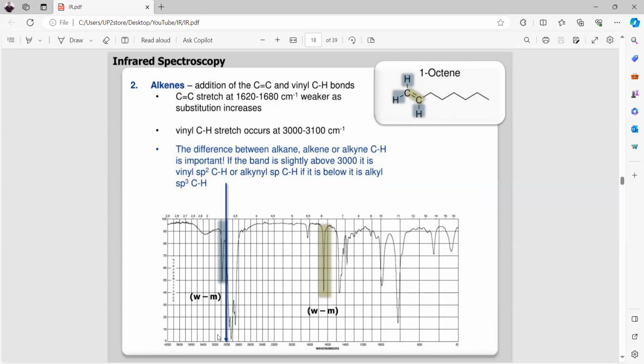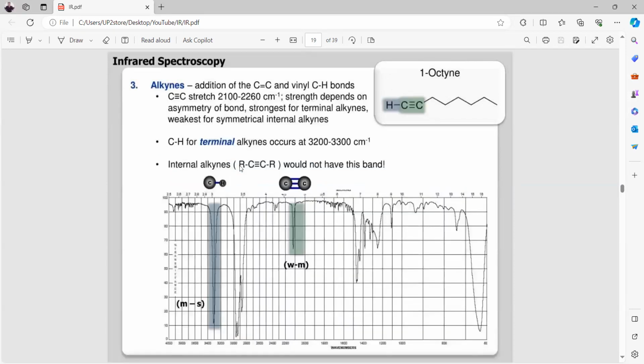So from this region, you can determine which bond is the CH bond. If you see a band below 3000, you can determine this is a CH sp3. Above 3000, you can see the sp2 vinyl CH. Above the vinyl sp2 CH, you can identify the alkyne CH.